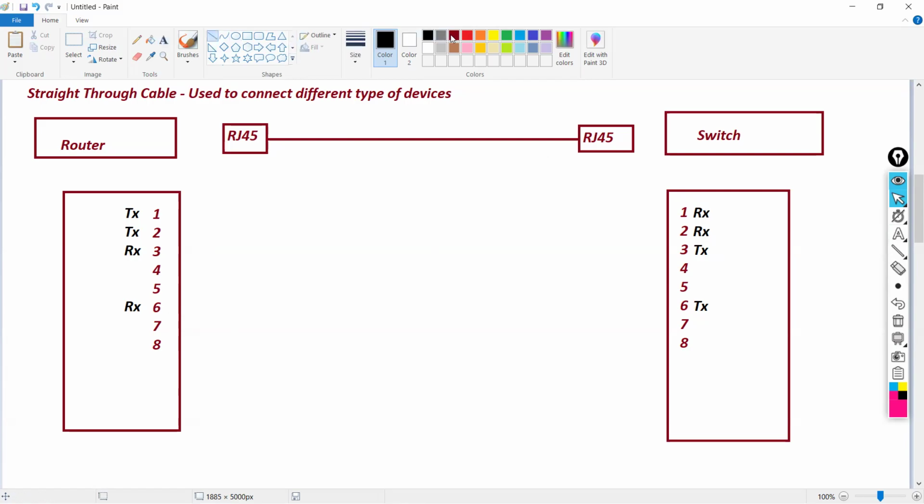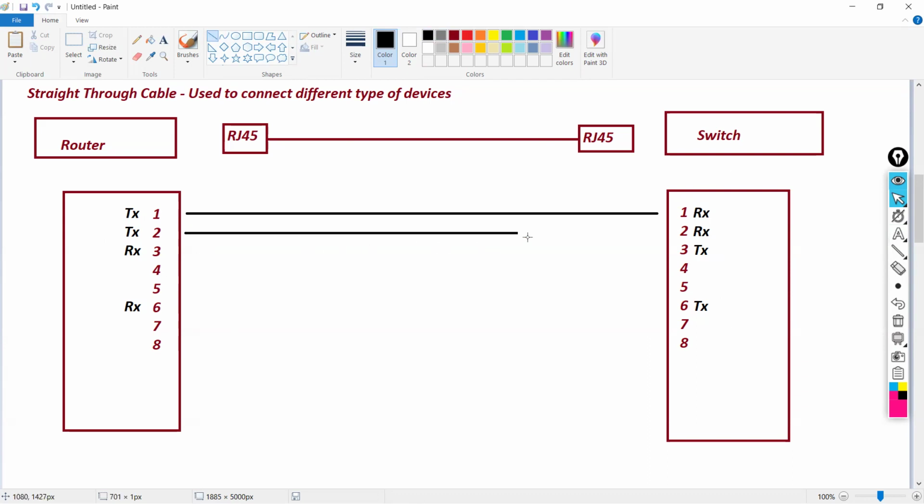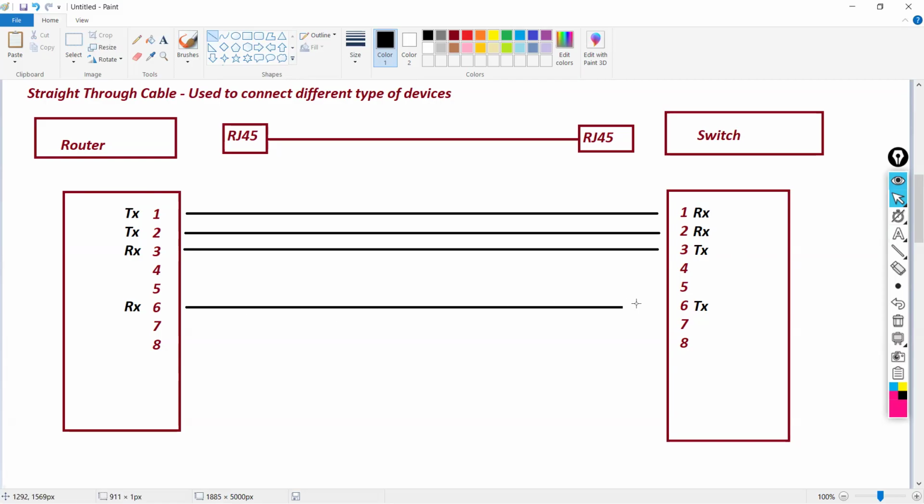So can I simply say that I need to connect pin number 1 from the router to pin number 1 on the switch, and pin number 2 from the router to pin number 2 of the switch? So what will happen? Automatically the router will transmit and the data will end up where? In the receiving pins. Then pin number 3, you see, the switch will transmit, the router will receive. Same thing. So communication will happen without any issues.